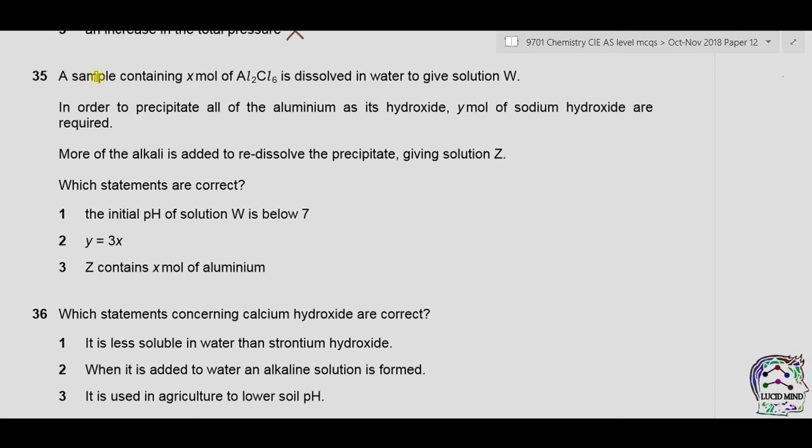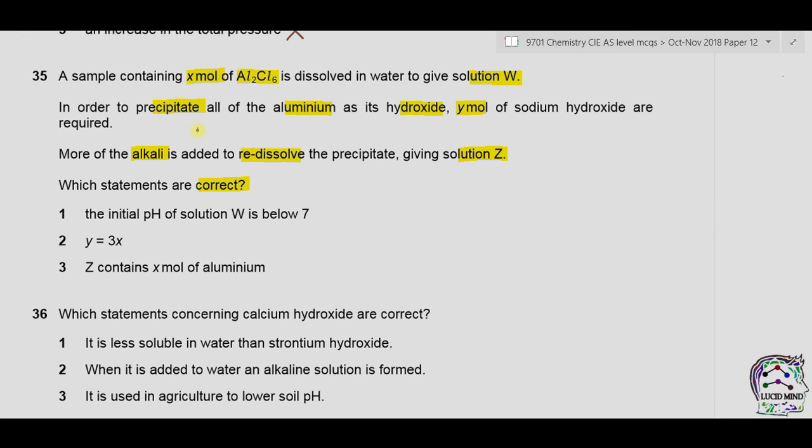Question 35. A sample containing X moles of aluminum chloride is dissolved in water to give solution W. In order to precipitate all of aluminum as its hydroxide, Y moles of sodium hydroxide are required. More of the alkali is added to redissolve the precipitate, giving solution Z. Which statements are correct? Now X moles of aluminum chloride is dissolved in water to give solution W.